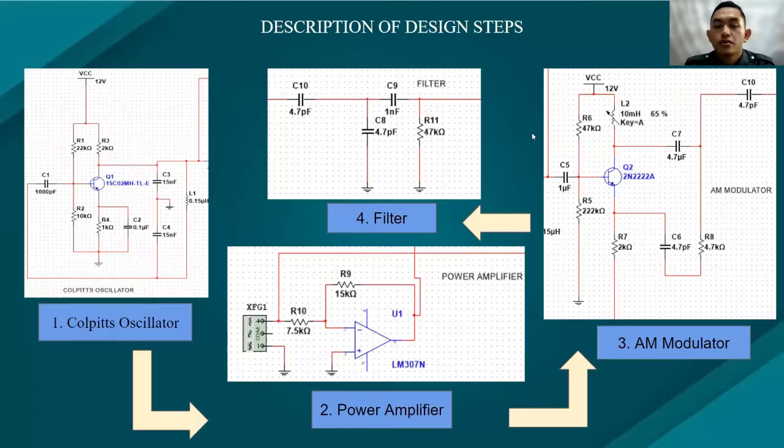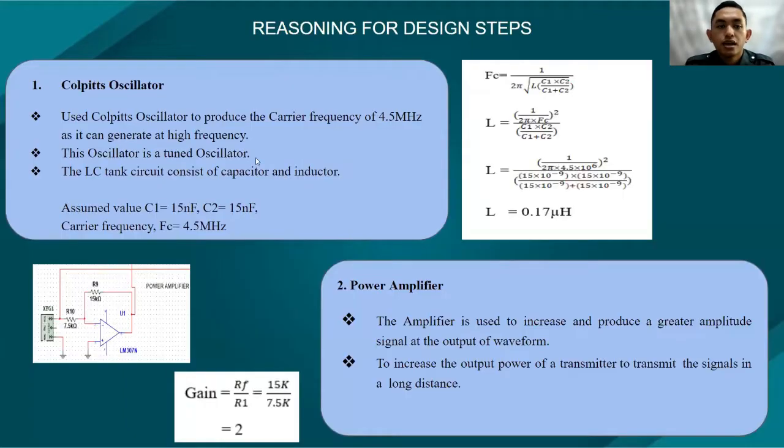For my part, I will present about the description of design step. There are 4 parts for our design of AM transmitter. The first is the Colpitts oscillator, the second is the power amplifier, the third is the AM modulator, and the last part is the filter. Next I will explain about the reasoning for the design step.